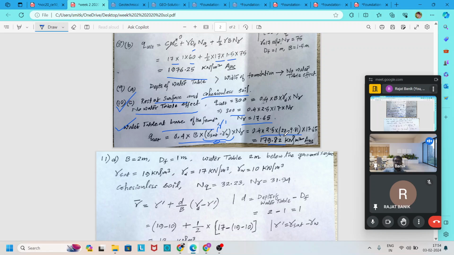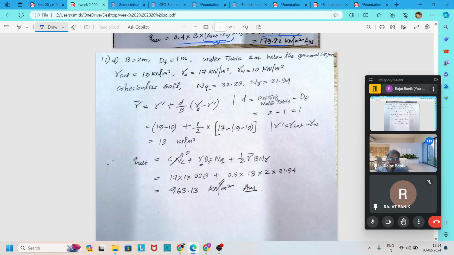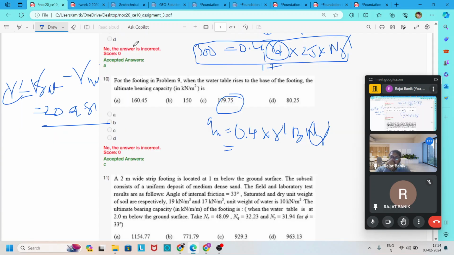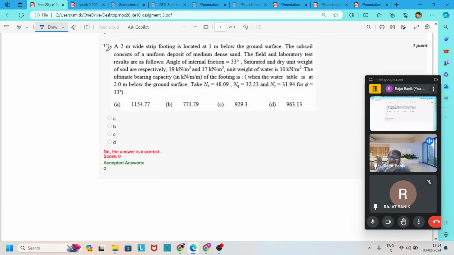So the correct option here is option C. Now we find out our last question of our session, which is question number 11, and it is very important with respect to the correction of the water table.